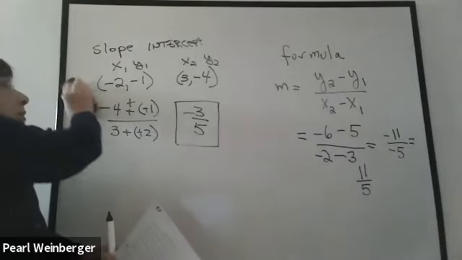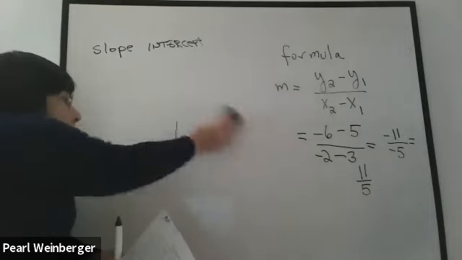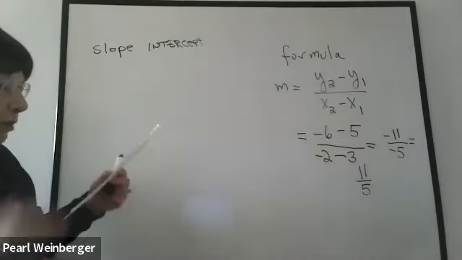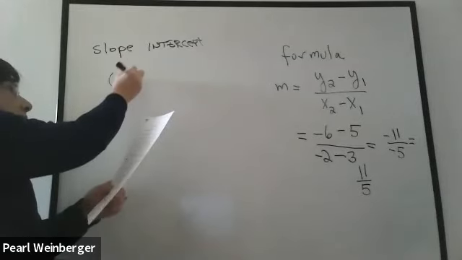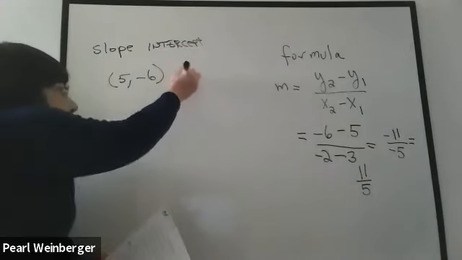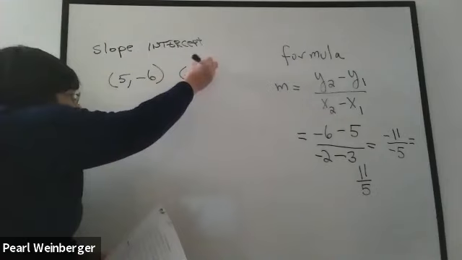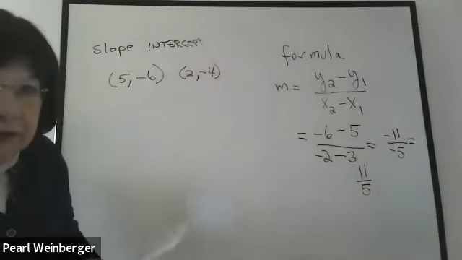Can we try one more? Yes, let's try one more. Again, just be careful. Let's say the points are 5, -6, and 2, -4. See if you can find the slope of this line. I'll give you a couple minutes again.